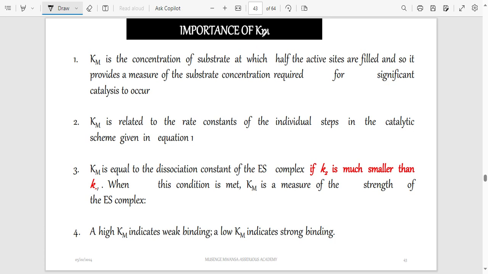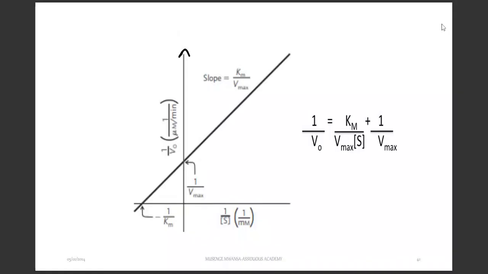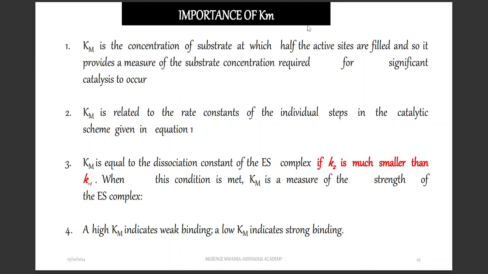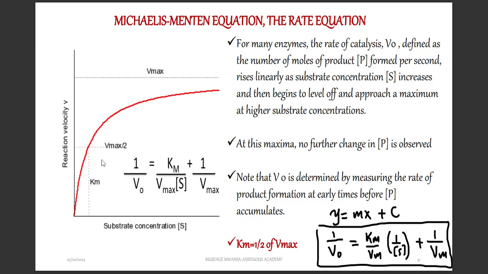Now, what is the importance of knowing Km? Remember we've said Km. What is Km? Km is the concentration of the substrate at half of the maximum speed of the reaction, or at half Vmax. So Km is the concentration of the substrate at which half of the active sites are filled. That's the meaning. Okay, that is one thing that you need to take note of.